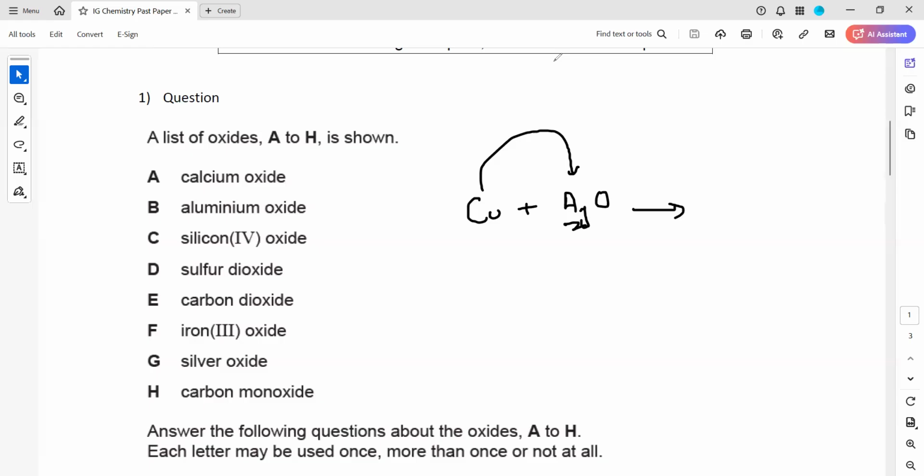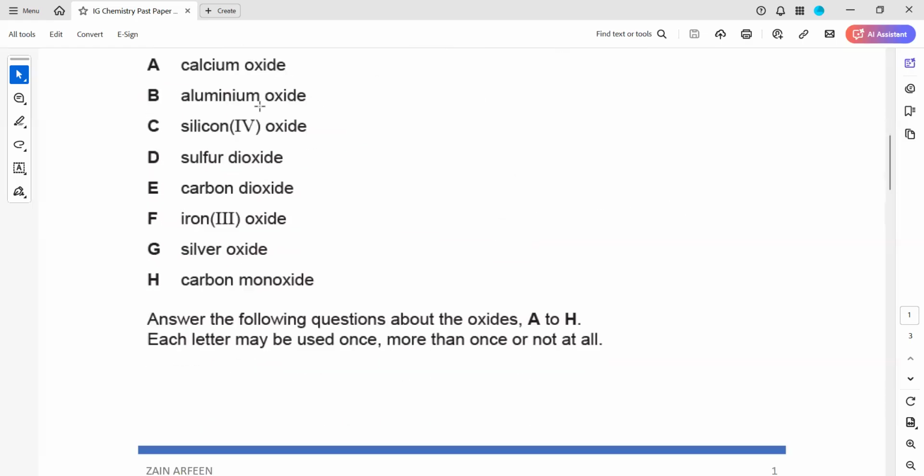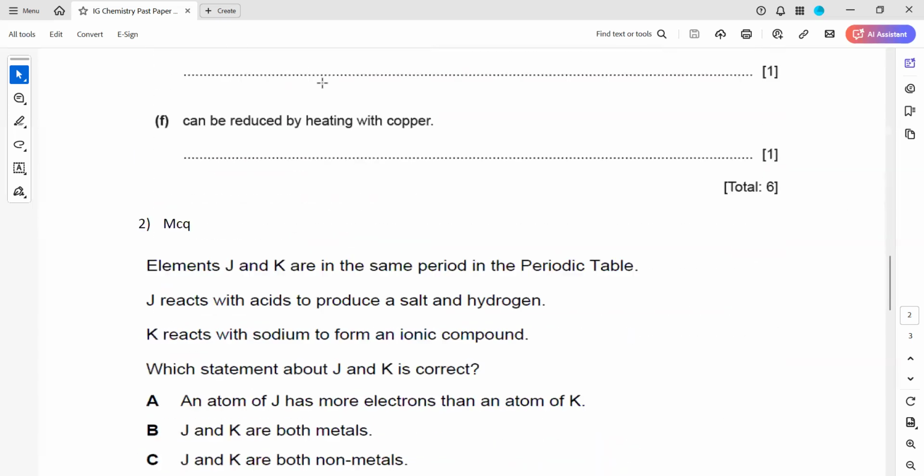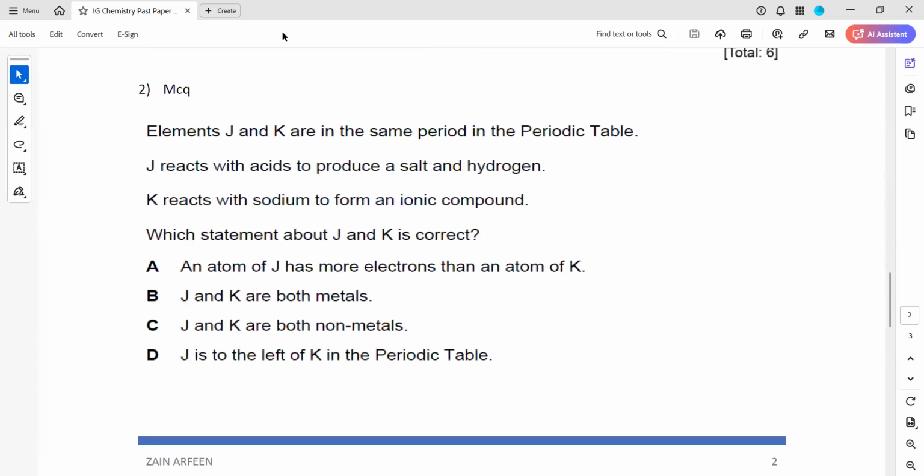For those who just joined now, this is past paper pop quiz 4. Weekly past paper pop quiz. Question 2. Element J and K.